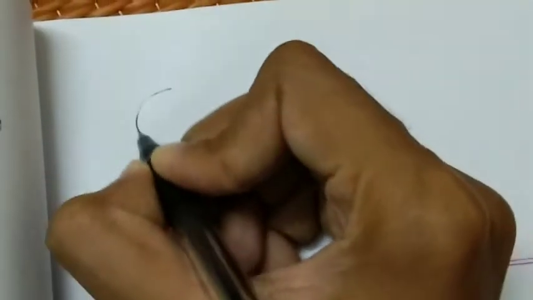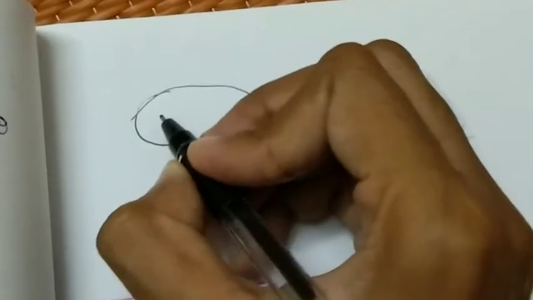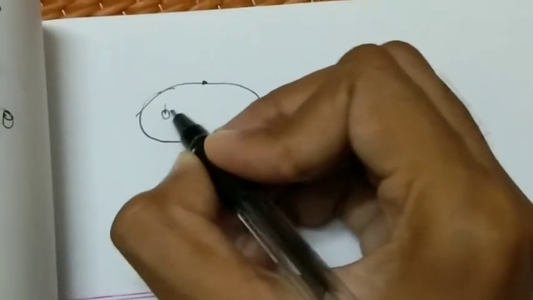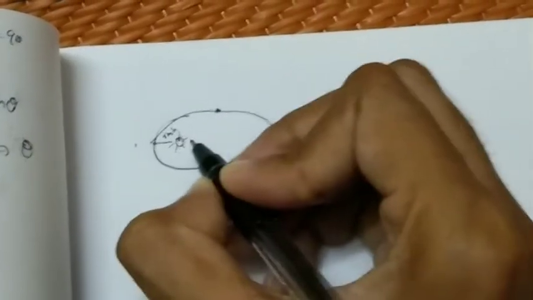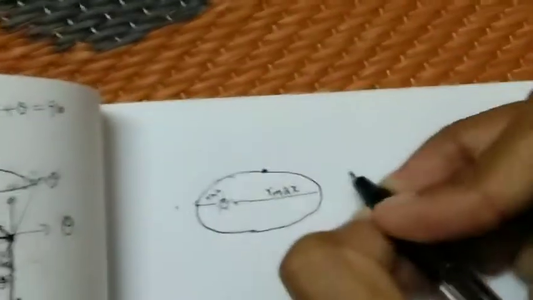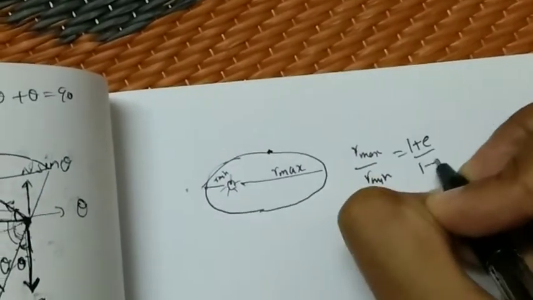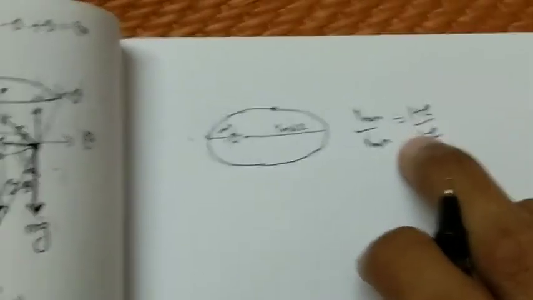If we consider this ellipse like this, the planet would be moving in an elliptical orbit and the sun would be situated at one of the foci, and this would be R min and this would be R max, from here to here. So what we have is the formula R max by R min is equal to 1 plus e by 1 minus e, because R max has to be greater than R min, it is of this form.